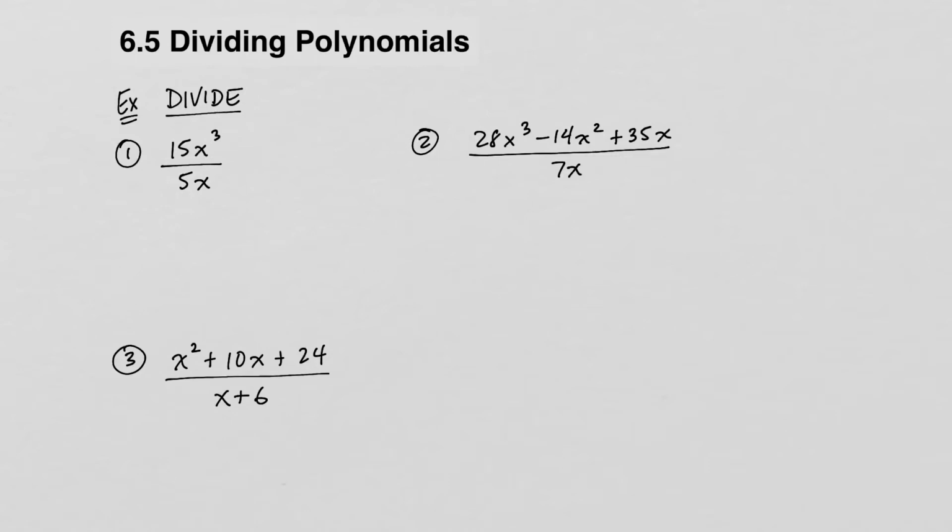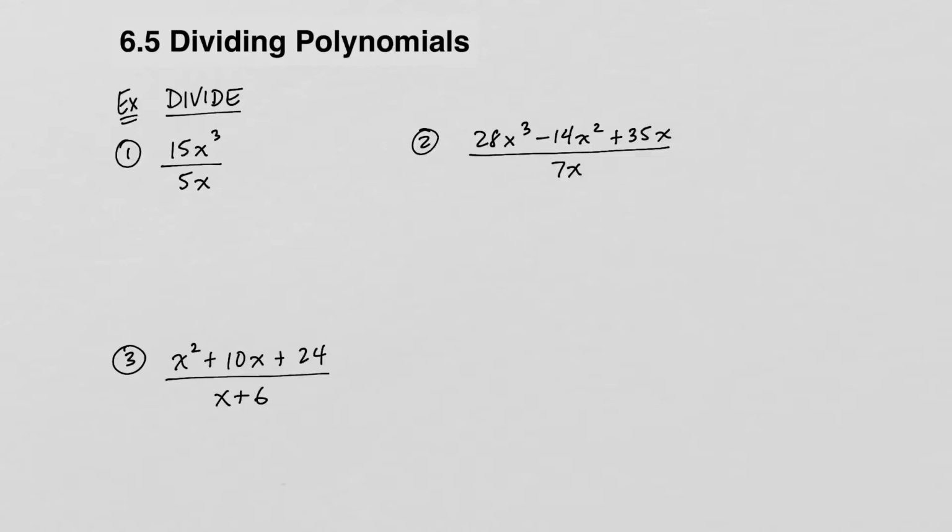In section 6.5, we look at dividing polynomials. This is something that we did not do in chapter 5 because it's more relevant to rational functions. So let's go ahead and start with some simple examples here.